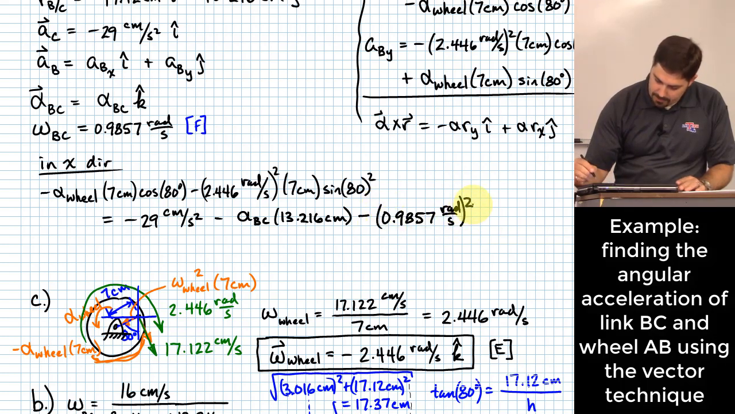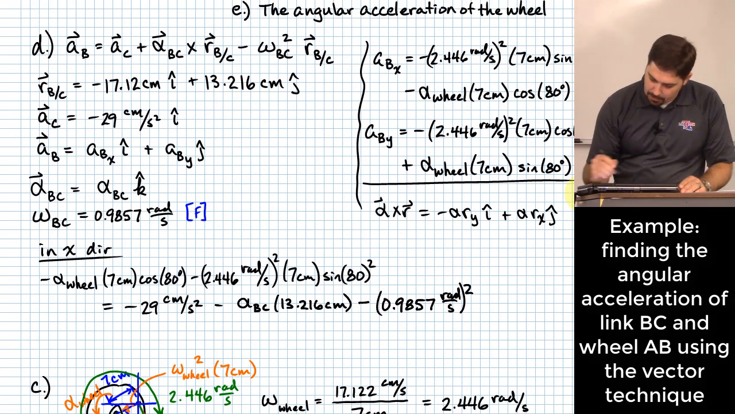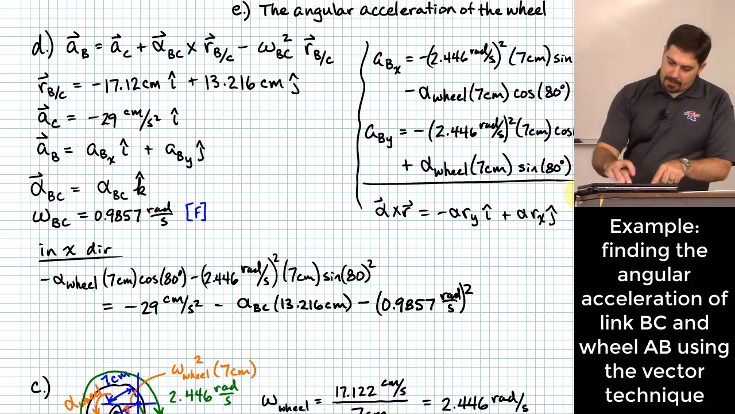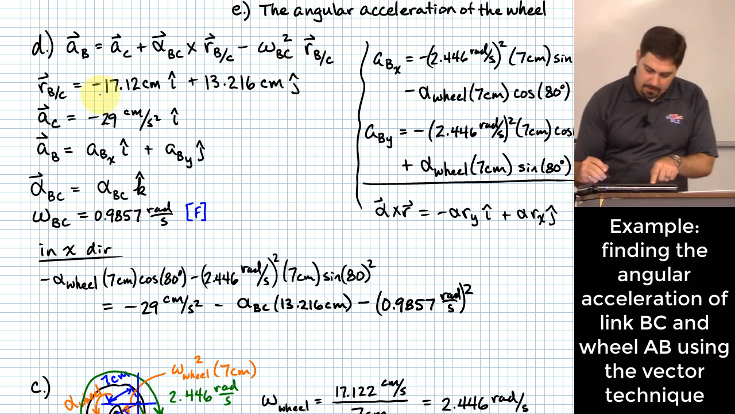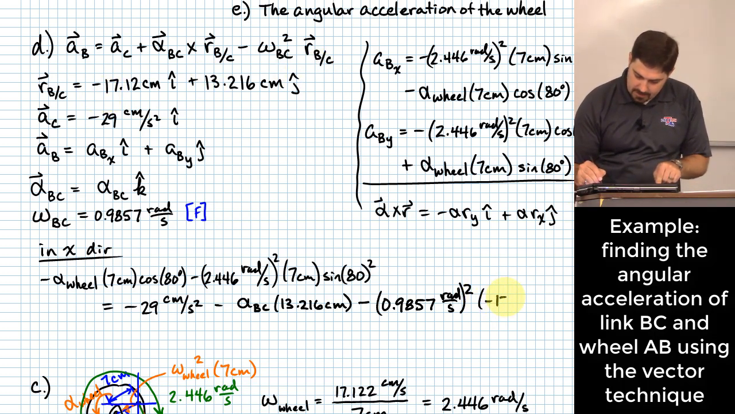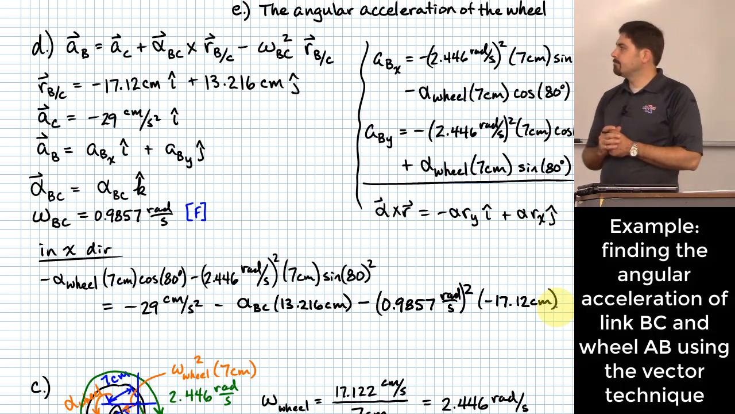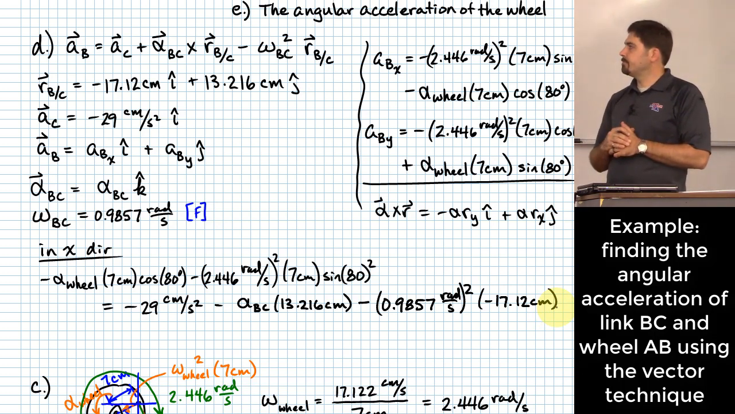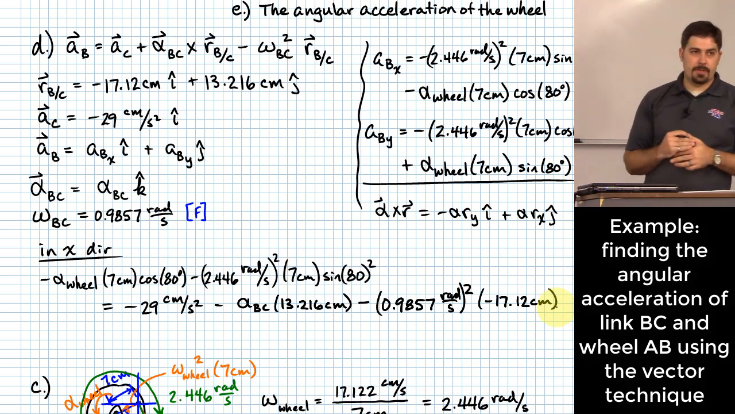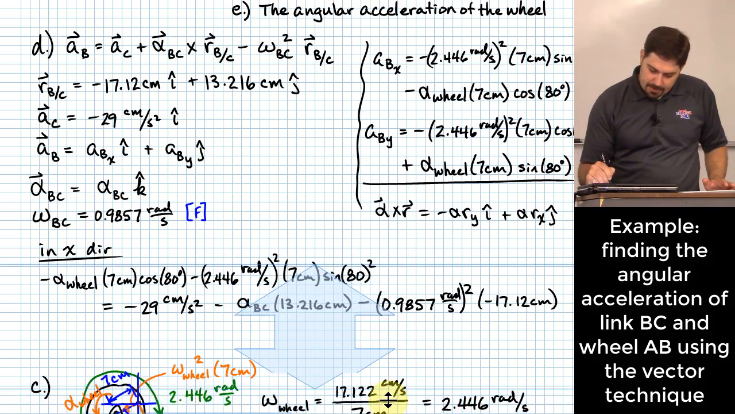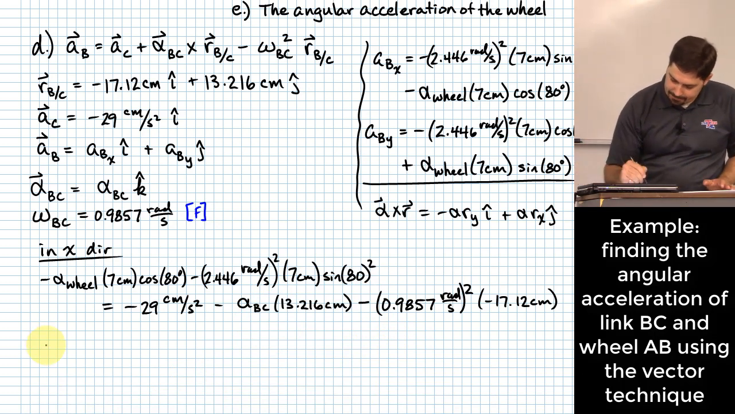That's going to be squared, and we're going to then multiply it by just the x component of RBC, which is going to be negative 17.12 centimeters. So far, so good? The next one is not actually much different. It's just the y direction instead of the x direction.